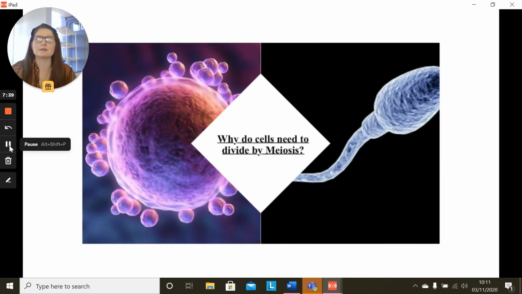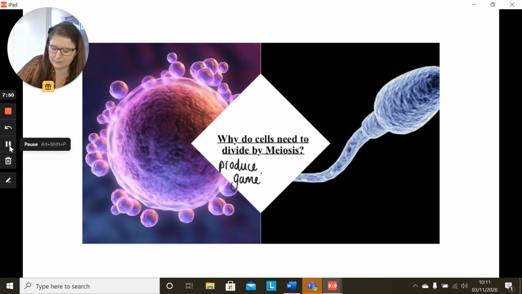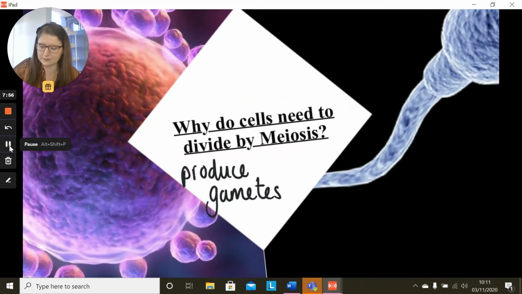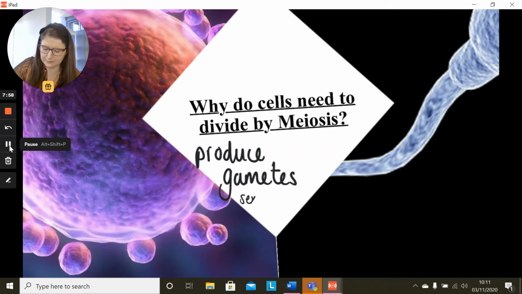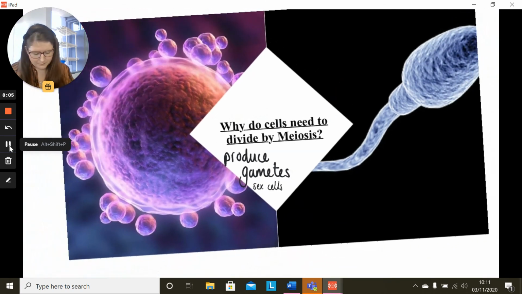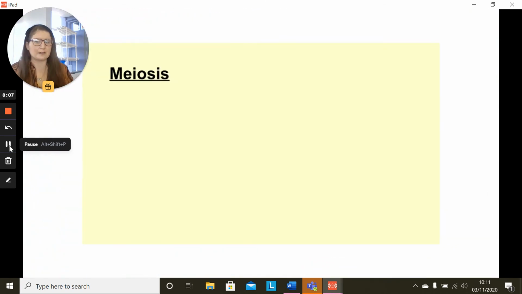And then when we look at meiosis, why do the cells need to divide by meiosis? We need meiosis to produce gametes. And gametes are just our posh, scientific word for sex cells. So it's to produce our sperm and our egg cell. So let's go through the process of meiosis quickly for you.